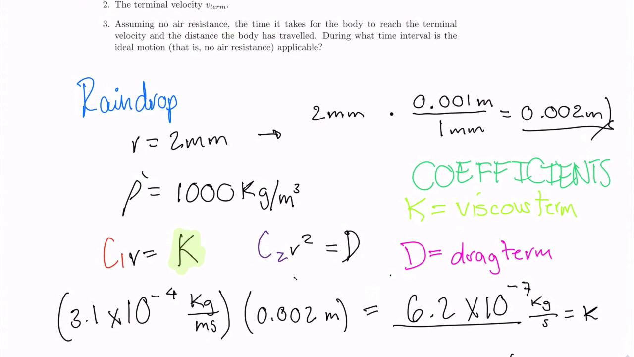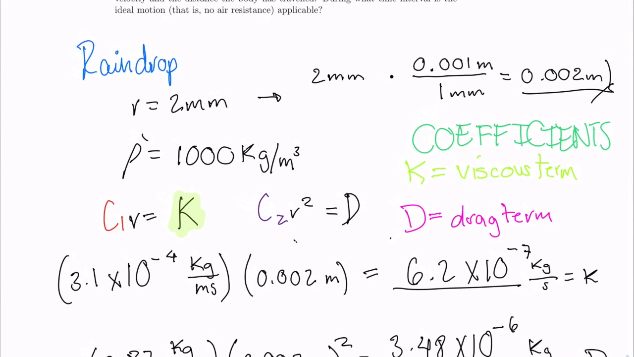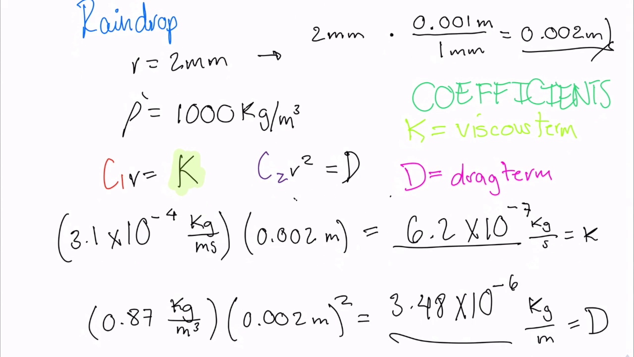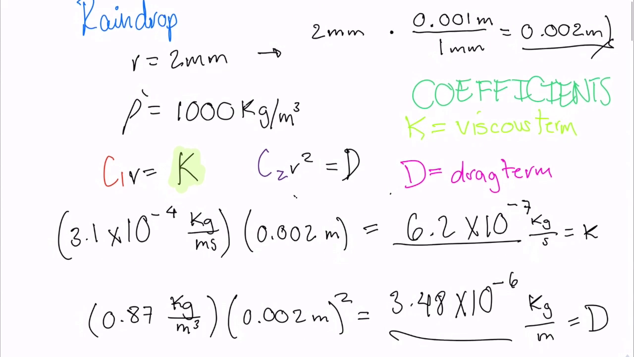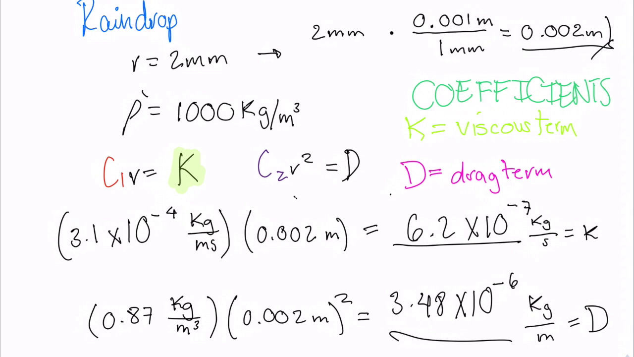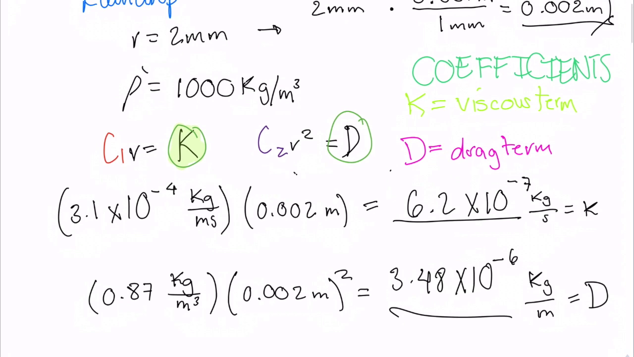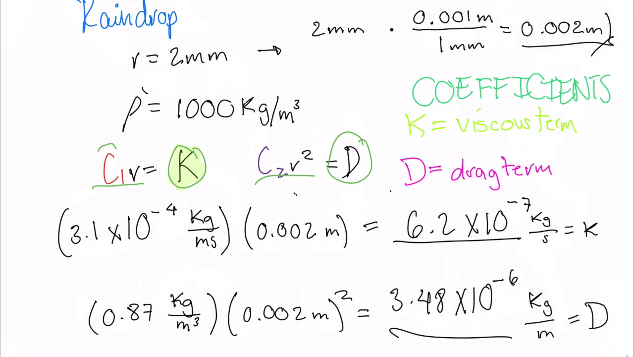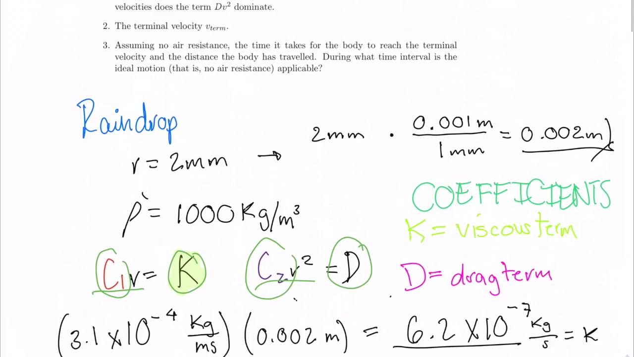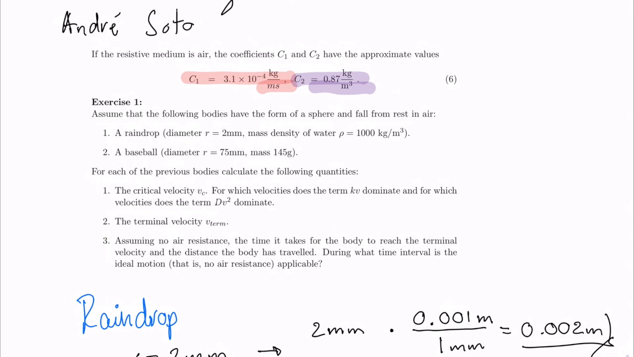The raindrop has a diameter r of 2 millimeters. This is equivalent to 0.002 meters, and a mass density of 1,000 kilograms per cubic meter. So we have to get first the coefficient of the viscous term and the coefficient of the drag term. We know them by the next formulas, and these two coefficients are already given by this.